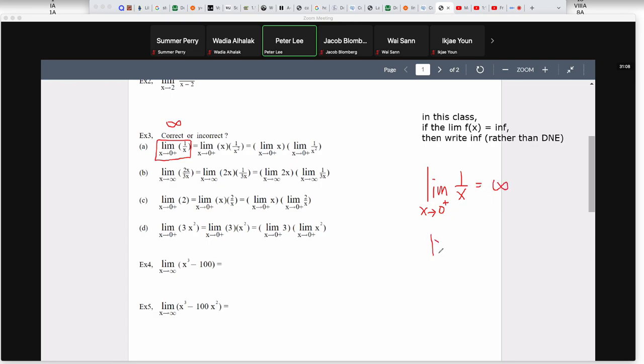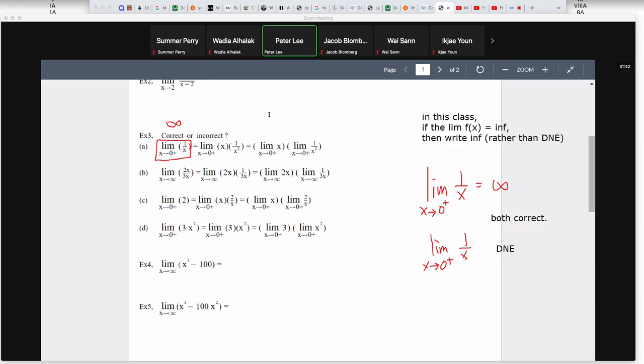Now, if you say that the limit here, with x approaching 0 plus, is what? You might say the limit does not exist. So which of these is correct? The limit does not exist, and infinity. Which one is correct? They're both correct.